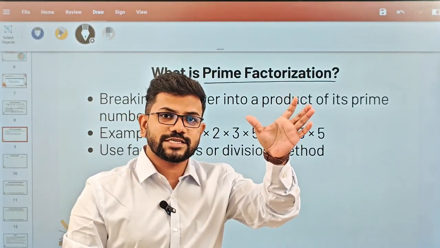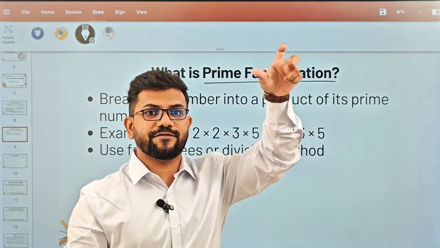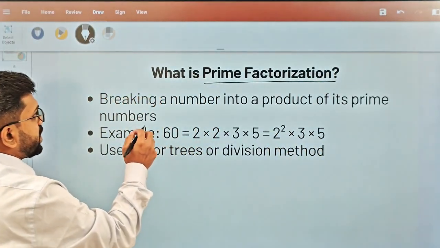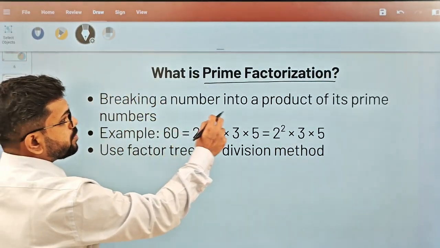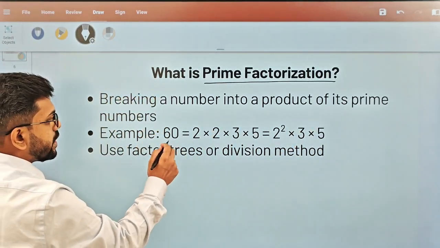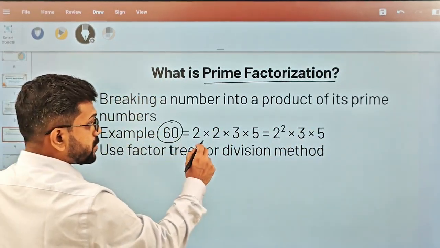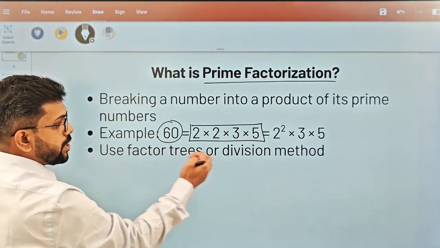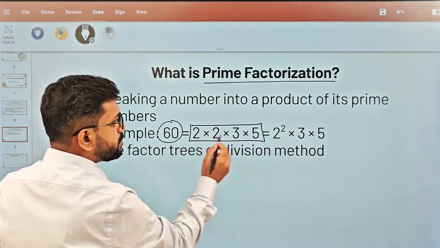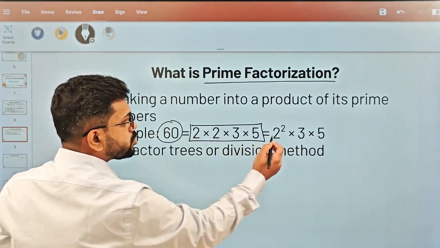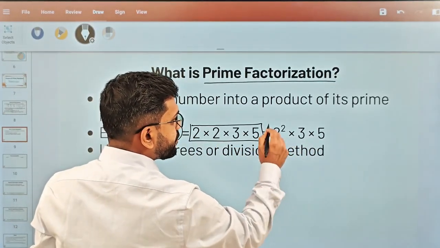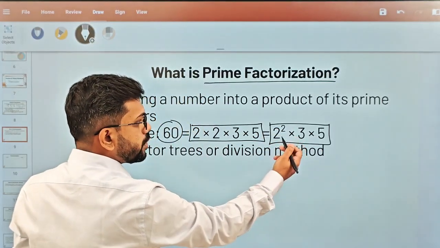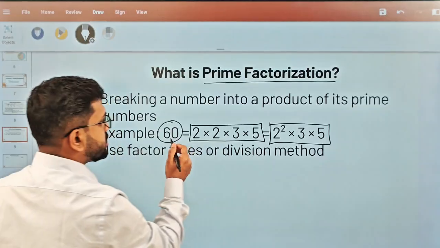Okay, prime factorization means you're trying to find the prime factors, prime number divisors of a number. Okay, so if the question says break a number into the product of its prime factors, let's say 60, we can write 2 times 2 times 3 times 5. These are all prime factors of 60. It can be written in index form. This is the index form. So 2 times 2 is 2 squared times 3 times 5. When you multiply these prime factors, you'll see that it's 60. 2 squared is 4. 4 times 3 is 12. 12 times 5 is 60.